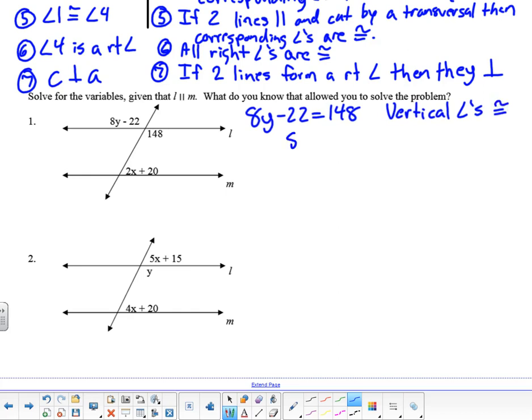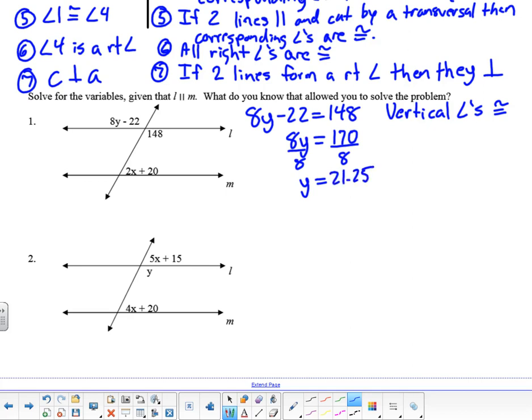So now we can solve that. We're going to add 22 to the other side. That's going to give us 170. Okay, and we're going to divide 170 by 8 to get what the other side of that is. And I'm trying to do that in my head, but 170 divided by 8 is 21.25.